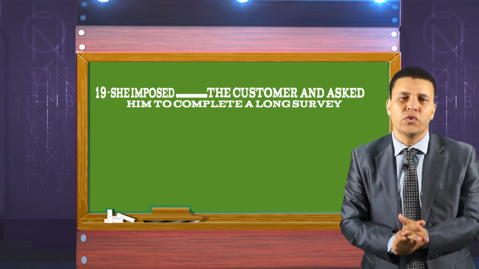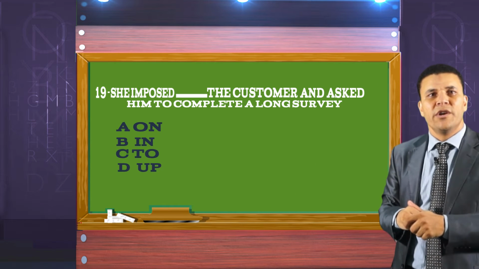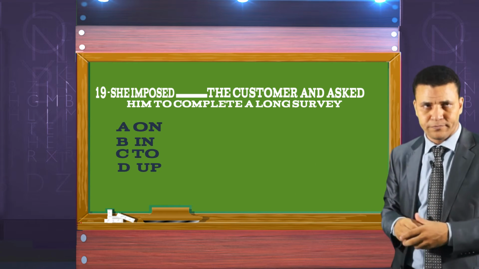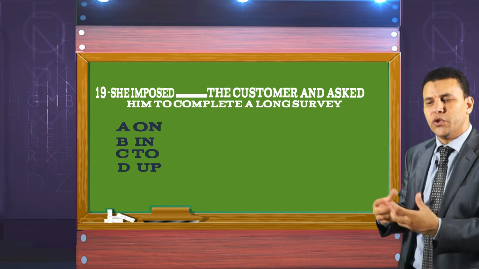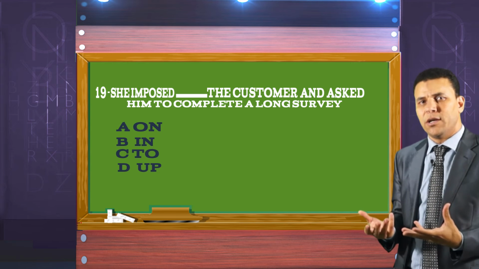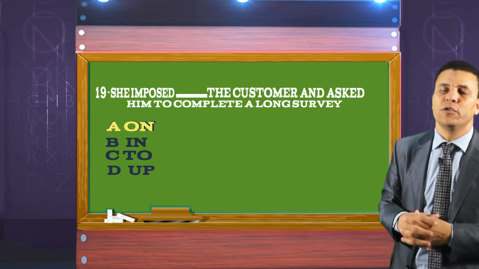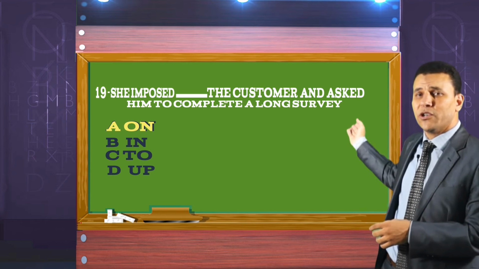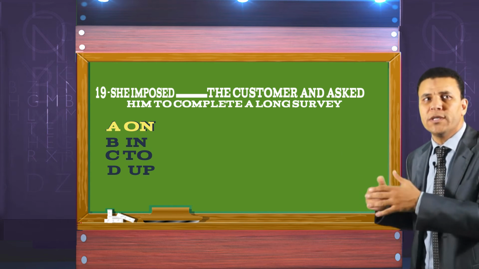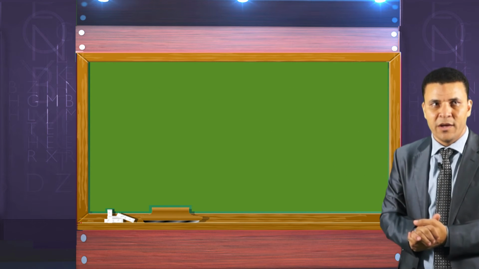Now let's proceed to number 19. She imposed blank the customer and asked him to complete a long survey. Here, something not good to deal with the customers. It's imposed. But what is the correct preposition: on, in, to, up? Actually, imposed is followed by on. So the correct answer here, as you see, is A. And the sentence will be read: she imposed on the customer and asked him to complete a long survey.